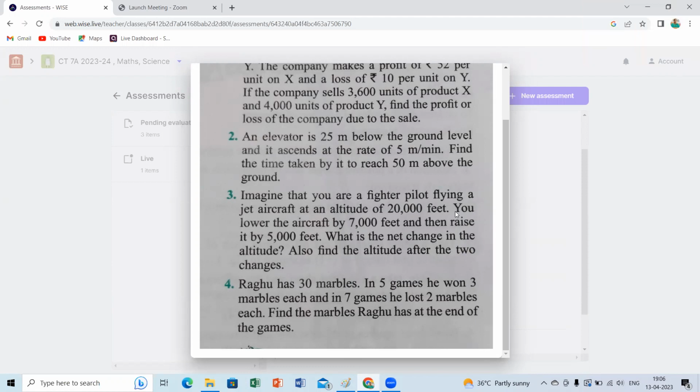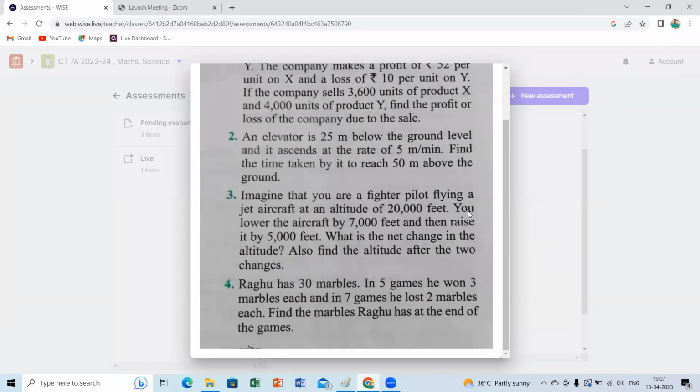Okay, so here is question number 3. The other day we discussed till two bits, right? We have to discuss questions 3 and 4, then we will go to our next part. In this question, you are the fighter pilot flying a jet aircraft at an altitude. Altitude is nothing but height. What is the meaning of altitude, children? Height, that's all.